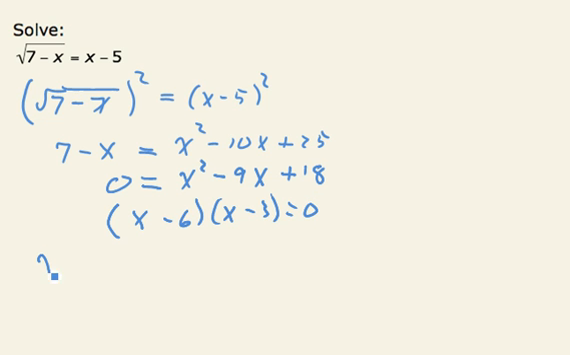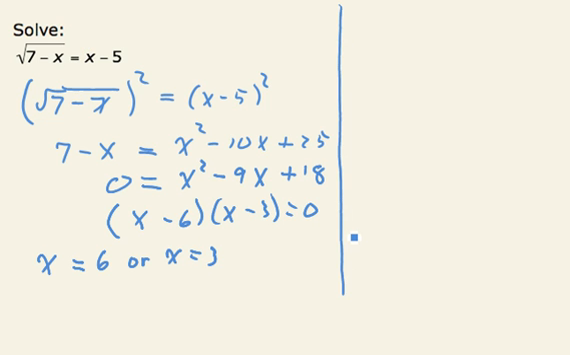So it would appear that x is equal to 6, or x is equal to 3. However, since we squared both sides of this equation, we must go back and check our solutions. So let's come back up here and check.